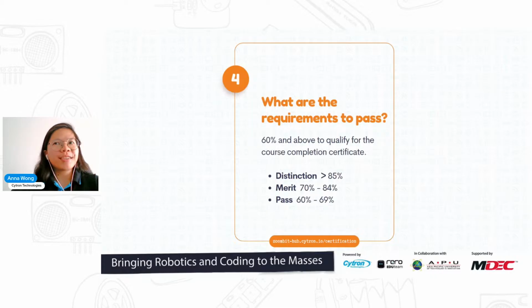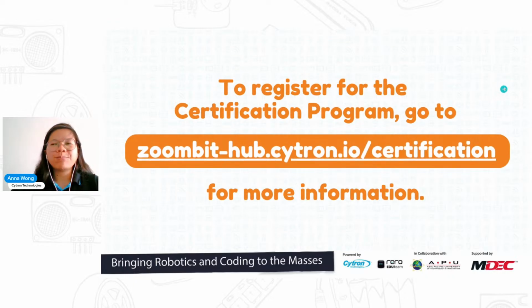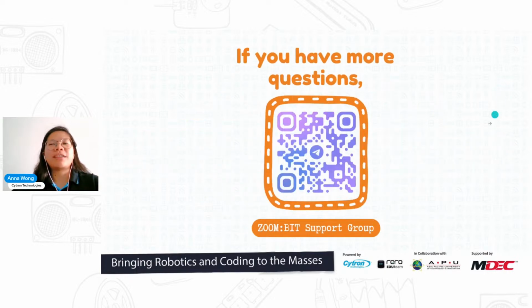And if you don't pass, don't worry, you still can join next year. Each year we have 2 sessions. Okay, and where to sign up, where to register: Zoombit resource, Zoombit Hub, citron.io/certification. Or we can share the link with you after this.